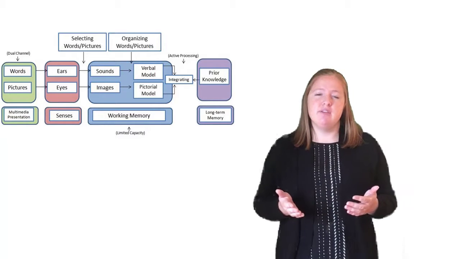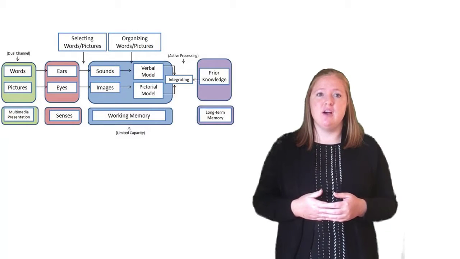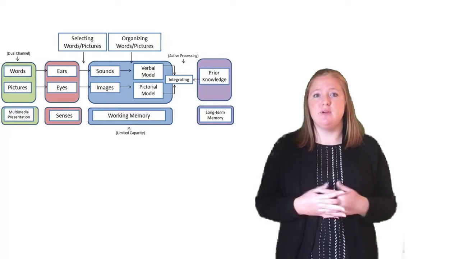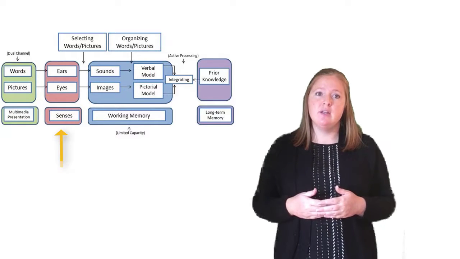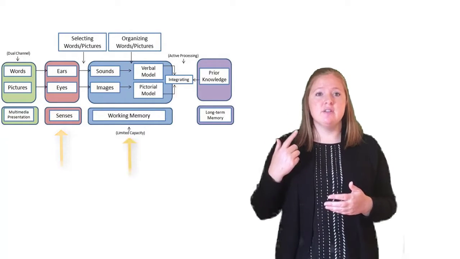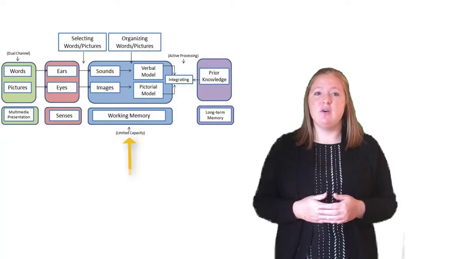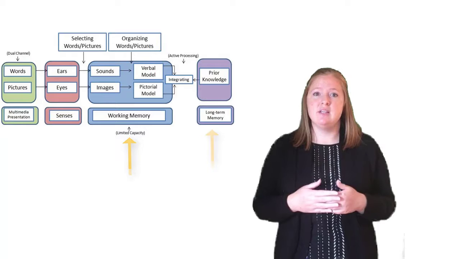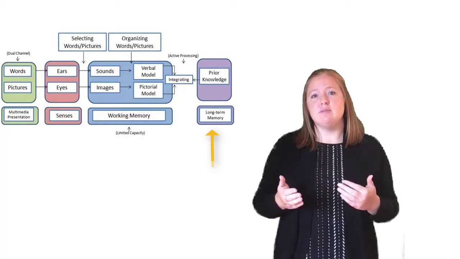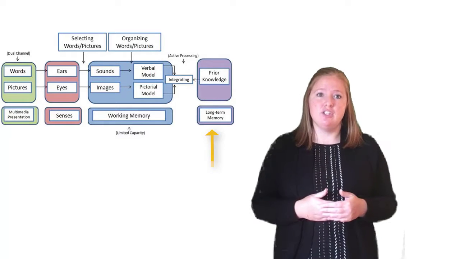The cognitive theory of multimedia learning is based on 3 types of memory, which are sensory memory, so using our eyes and our ears, working memory, which again is very limited even though it takes up lots of space, and the long-term memory, which is our prior knowledge.